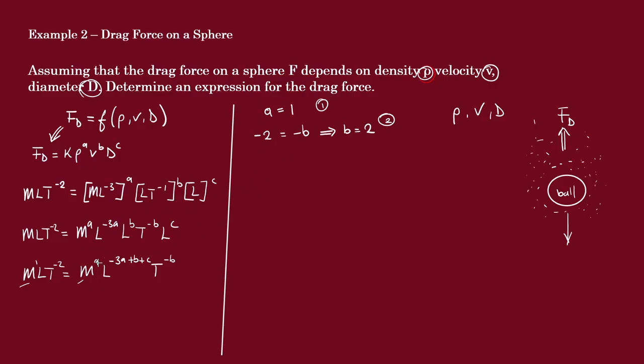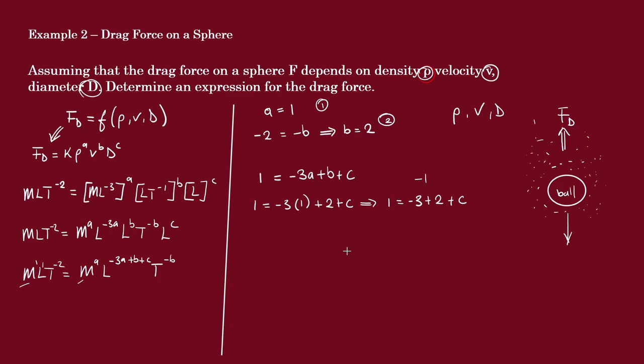So let's now handle for length. So now that 1 is going to be equal to negative 3a plus b plus c. And we can now substitute the values for the variables we've got. So 1 is going to equal negative 3 times 1 plus b, so that's 2, plus c. So handling this, 1 is going to be equal to negative 3 plus 2 plus c. Okay, so this is going to be negative 1.